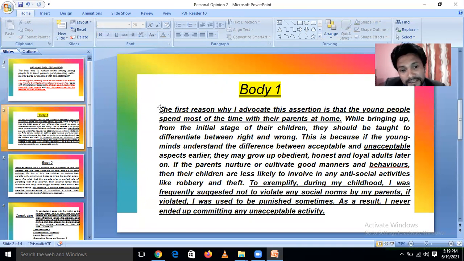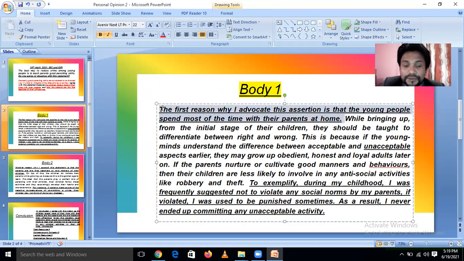So again, with the same style, the first reason why I advocate this assertion is that the young people spend most of the time with their parents at home. This is the topic sentence with your opinion phrase. Now, let's explain this. While bringing up the children from the initial stage, they should be taught to differentiate between right and wrong. Parents should teach the difference between right and wrong to the children during their upbringing process.